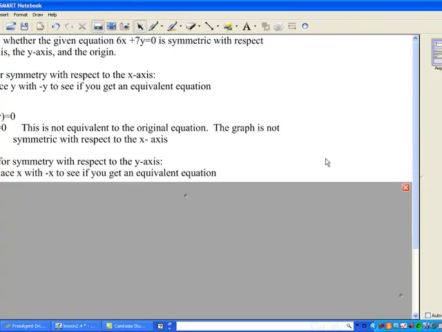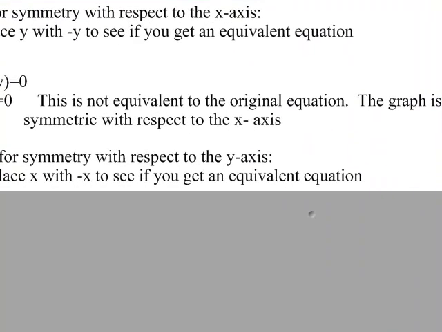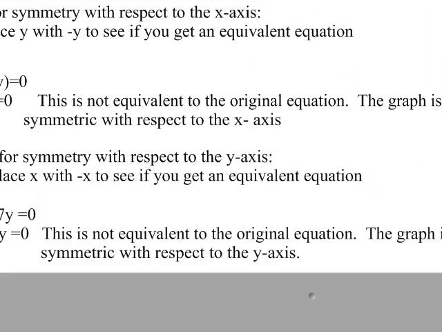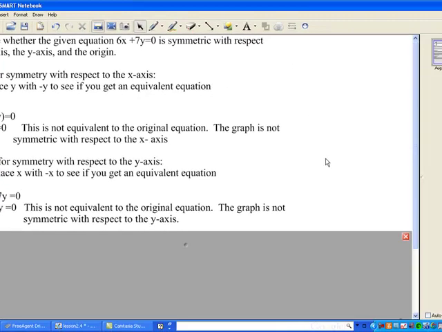Next, we'll test for symmetry with respect to the y-axis. To do this, we replace x with the opposite of x to see if we get an equivalent equation. Substituting the opposite of x for x will give us negative 6x plus 7y equals 0. This is not the same as the original equation because the original equation was 6x. Therefore, the graph is not symmetric with respect to the y-axis.